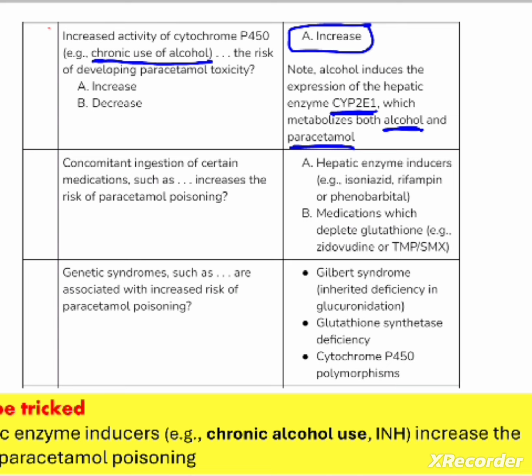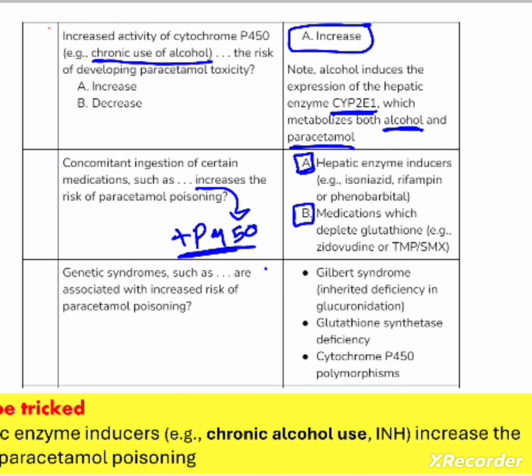The second question is asking which concomitant ingestion of certain medications increases the risk of paracetamol poisoning. You should think of anything which stimulates P450. The answer here is hepatic enzyme inducers such as isoniazid, rifampin, and phenobarbital, all of which stimulate the P450 pathway. We also have some medications which deplete glutathione, such as zidovudine or trimethoprim-sulfamethoxazole.